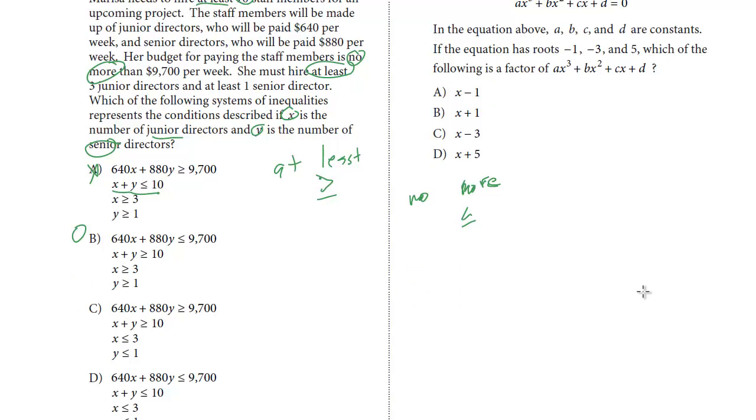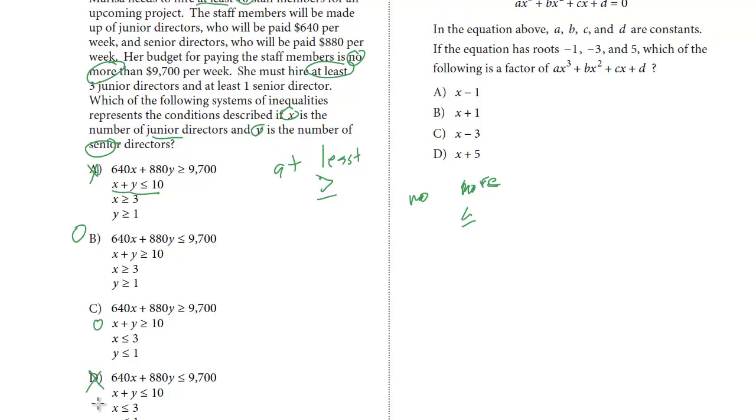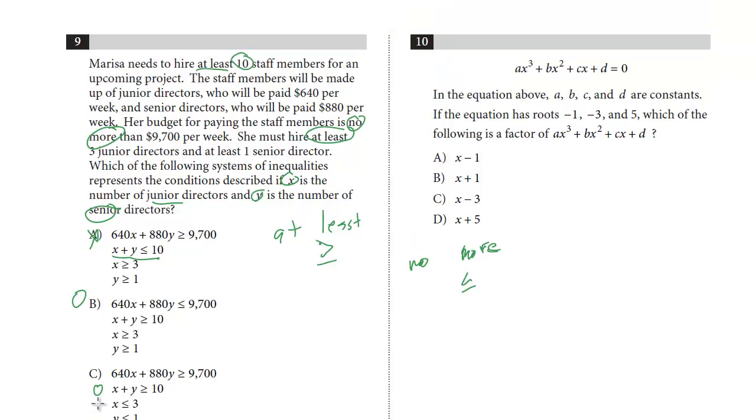Let's take a look at C and D. C is good too because it's greater than or equal, and D is out. So this is a way you can really narrow it down. Now we're down to just 2 choices. So let's look at the next inequality.